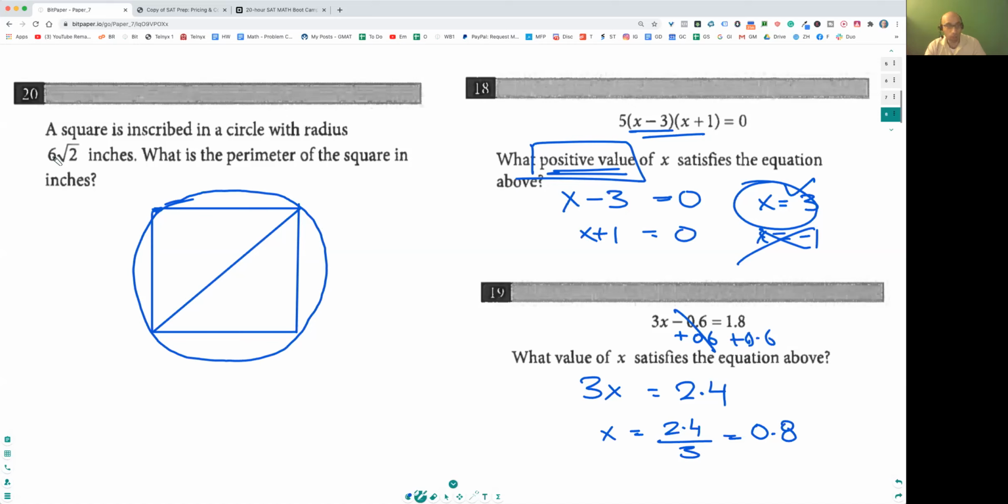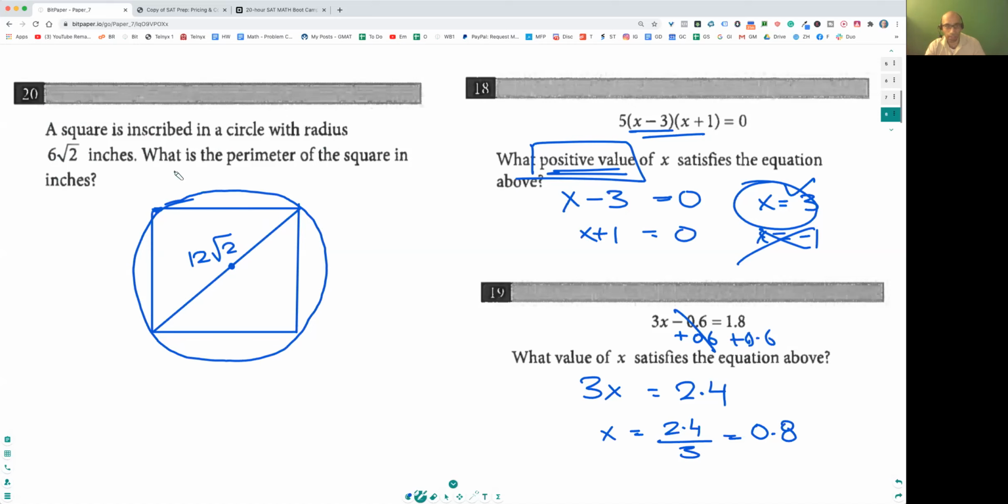So guys, remember, you're told that this radius is 6 root 2. This is a harder problem. This is, of course, the last problem of the non-calculator section, so it might be a bit difficult, but be careful. The radius is 6 root 2. So what's the diameter now? What's the diameter of this? It's 12 root 2. The diameter is 12 root 2, guys.